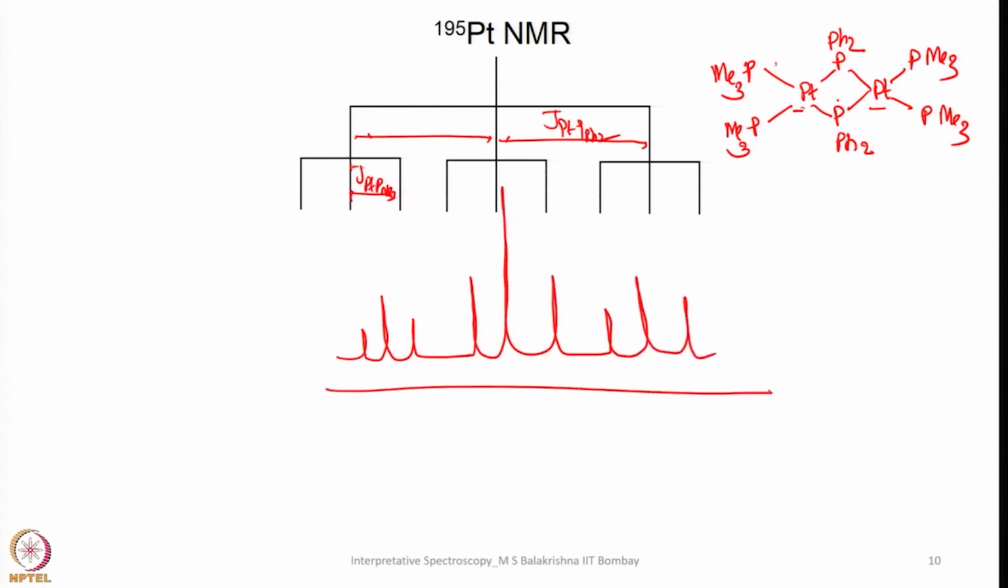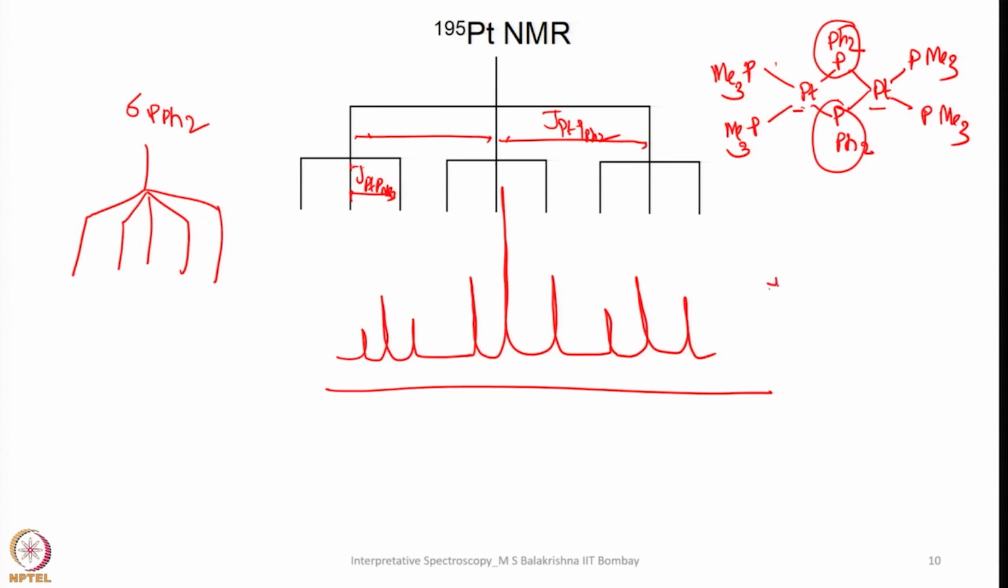Something like this. So this is how the 195 platinum NMR looks. But on the other hand, when we look into phosphorus NMR, these two are identical and they are equally coupled to 4-trimethyl phosphine. As a result, what would happen? Delta PPH2, let me write here, it will first show a quintet, and then each quintet is further split into a doublet in the form of a satellite. So as a result, we get something like this.